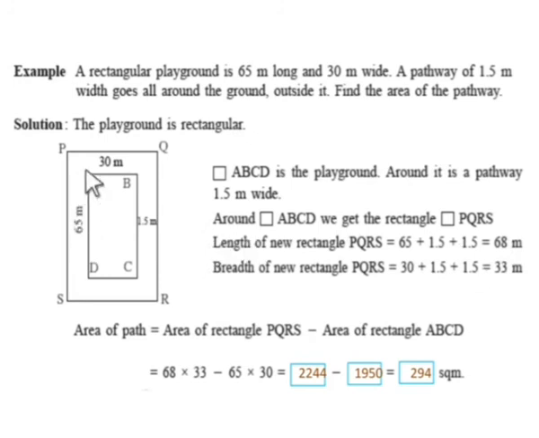Now to get the area of the path, we have to subtract area of rectangle ABCD from area of rectangle PQRS. So what is area of rectangle PQRS? It is 68 multiplied by 33. That is length multiplied by breadth is 68 multiplied by 33. And area of rectangle ABCD is 65 multiplied by 30. So 68 multiplied by 33 is 2244 and 65 multiplied by 30 is 1950. Now subtract, you will get the area of the path, that is 294 square meters.